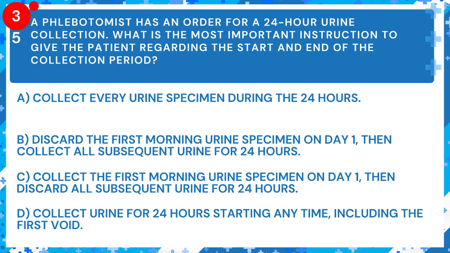Question 35. A phlebotomist has an order for a 24-hour urine collection. What is the most important instruction to give the patient regarding the start and end of the collection period? A. Collect every urine specimen during the 24 hours. B. Discard the first morning urine specimen on day 1, then collect all subsequent urine for 24 hours. C. Collect the first morning urine specimen on day 1, then discard all subsequent urine for 24 hours. D. Collect urine for 24 hours starting any time, including the first void.